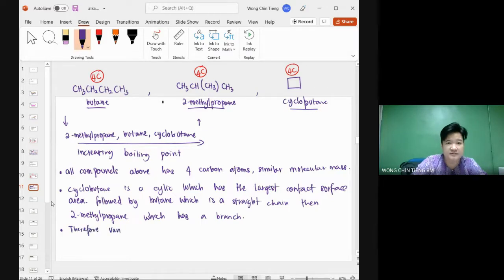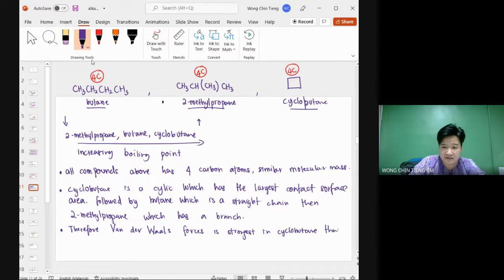when the Wall forces, oh by the way, when the Wall forces, lupa nak bagi tahu. V besar, D kecil, W besar. Alright? Therefore, when the Wall forces is strongest in cyclobutane, okay, then in butane followed by 2-methylpropane.